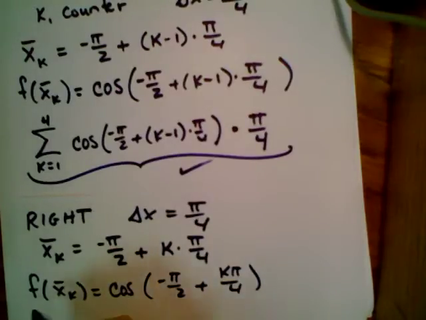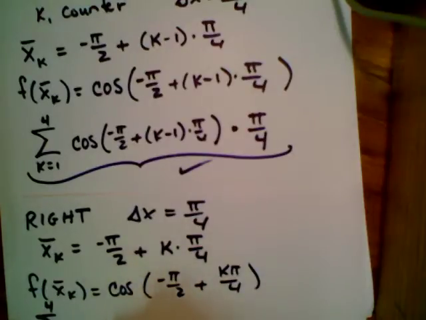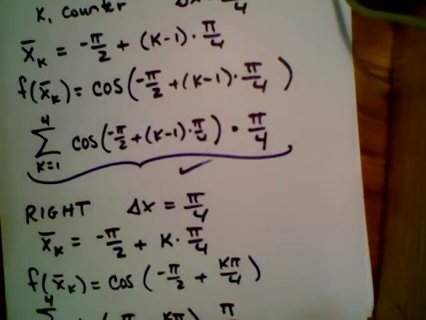And so for the right Riemann sum, it's going to be a little bit different than the left. We'll have cosine of this new sum, negative pi over 2, plus k pi over 4, times pi over 4. And we can compare that.